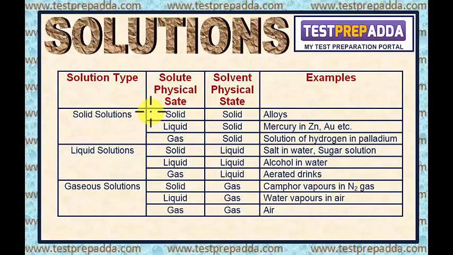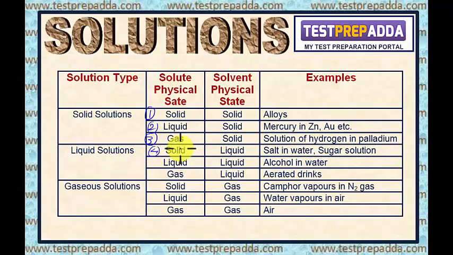My point is clear. Now, as I told you, 9 types of solutions are there. This is the first type. Your solute is in solid state. Your solvent is also in solid state. Example is alloy. Number 2, solute liquid state, solvent solid state. Example, amalgam, mercury in zinc, mercury in gold, etc. Now, gas in solid. Solution of hydrogen in palladium.